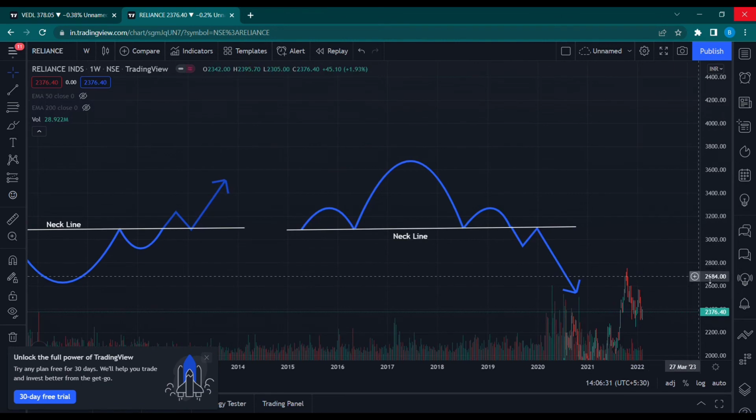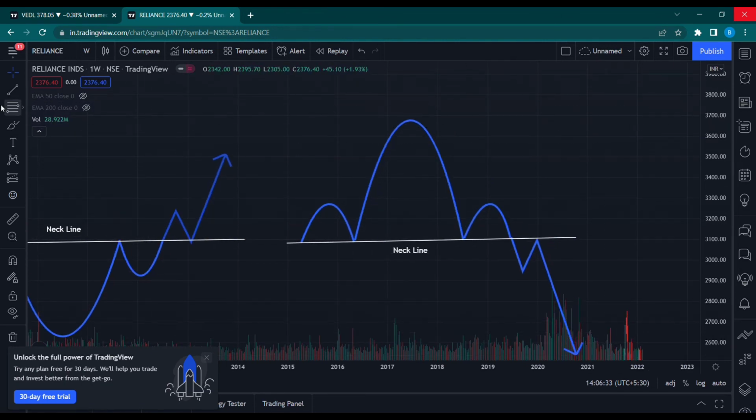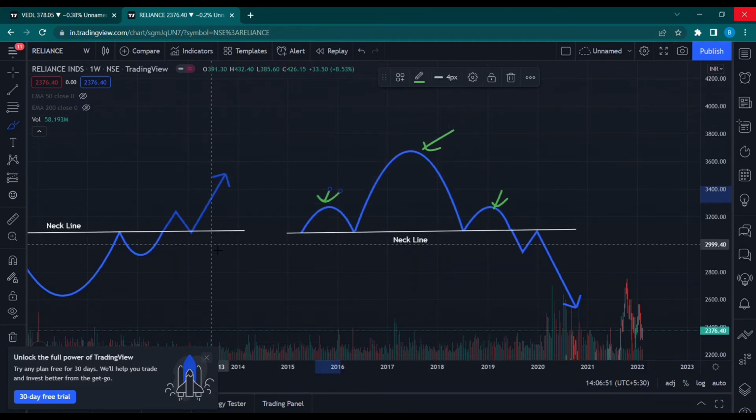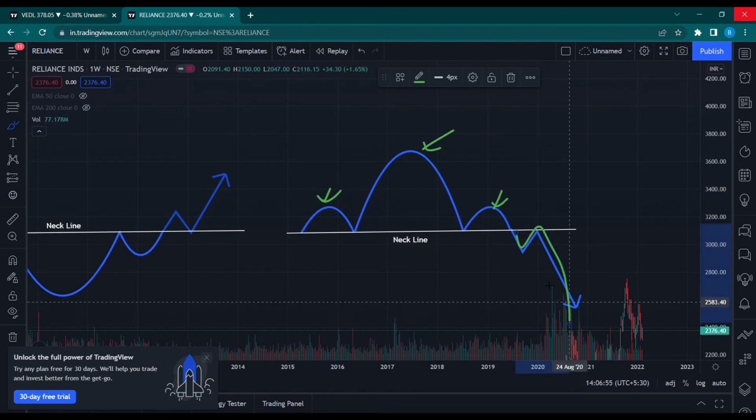So this is called the head and shoulder. This is the head, right? This is the head. These are the two shoulders, right? Compare it to the structure of a person. You have the same kind of structure of a head and two shoulders, and then it goes and breaks this support zone, retests it and goes down, right?